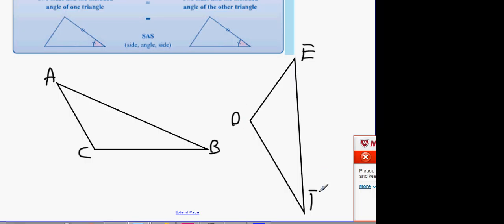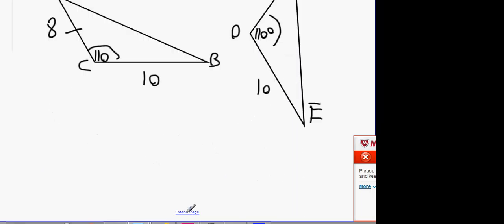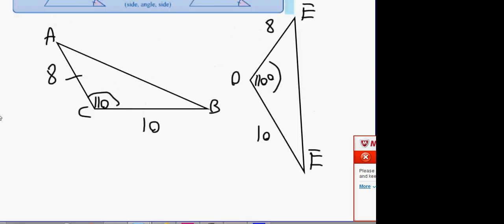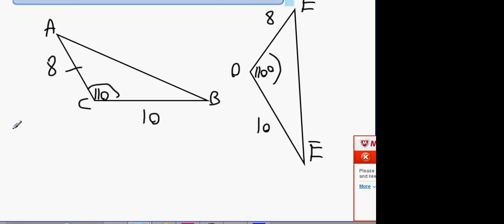Okay? Now guys, what's happening here is this. If I say here is 8, okay, and this one here is 10, and then on the other one I'm going to say this is 10, this is 8. You haven't got enough for SSS. Okay. Now, if I told you this here is like 110 degrees, and this one here is 110 degrees, what can you say about both triangles now? They are congruent. You gotta use the word congruent, okay?